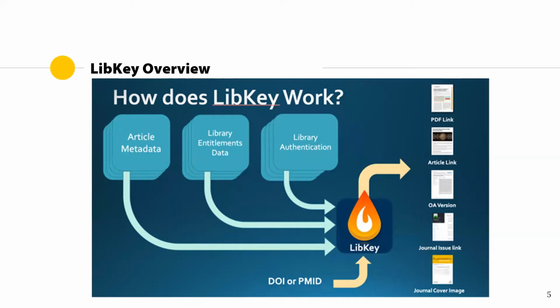The PDF link will always probably be at the top. If it can find a PDF link, it'll put that at the top. Could it find an article link to the publisher website? It'll post that too. Is there an open access version? Maybe somebody wants that instead. Even a link to the actual journal and then the journal cover image. Those last two, I'll explain why they might be important in a minute. So that's how it works in a nutshell.